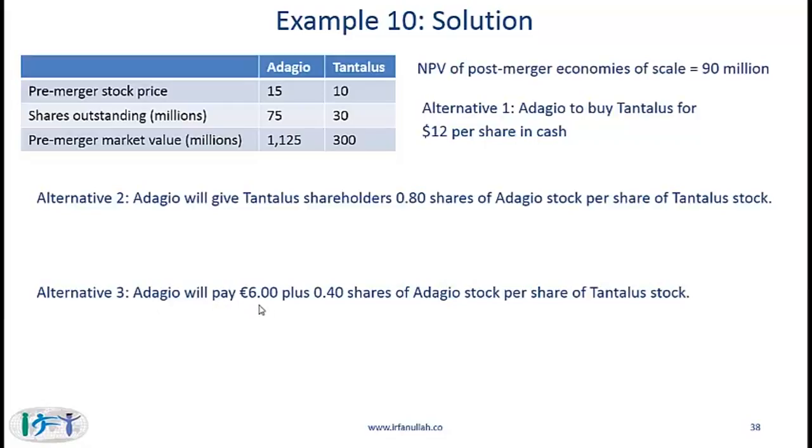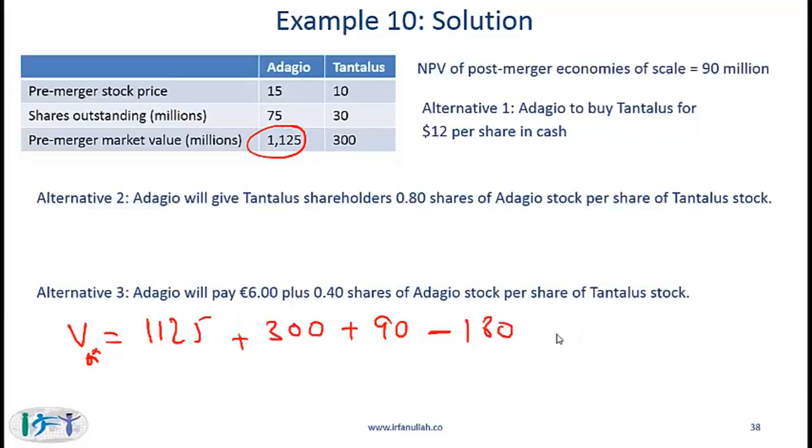Here we have a mixed offer, and notice that this connects with material that we have discussed earlier also. With this mixed offer, what is the new value of the larger entity? It is again that value of A asterisk is 1125 plus 300 plus the synergies of 90, but now a cash payment is being made. That cash payment is 180. So what is the value? It is 1335.